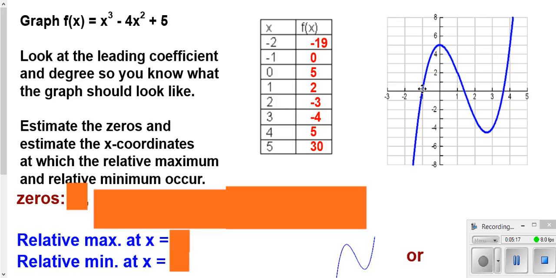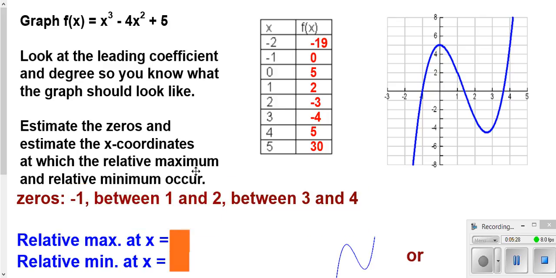Estimating our zeros, it looks like it crosses exactly at -1, between 1 and 2, and between 3 and 4. So I'm going to write that out. We also need to estimate the x-coordinates of our maximum and our minimum. Right here, our x-coordinate for our maximum is 0. Right here, our x-coordinate for our minimum looks to be like 2.5 to 2.7. If you wanted, you could just look at the smallest point over here and say that's going to be at 3. That would also work.